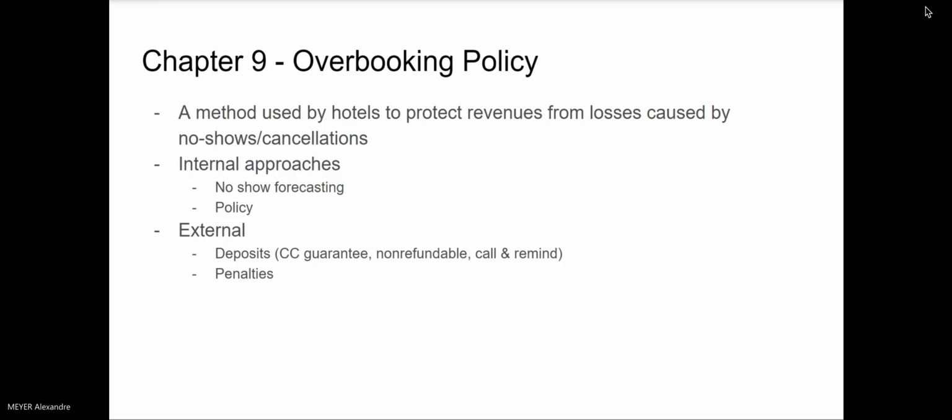External approaches, well, you can look at deposits, right? You make people come faster, because the whole point is you don't want people to not show up or to cancel. The whole point is every reservation you have, you want to keep. So how can you do that? Well, you can require a credit card guarantee. You can ask the guest to pay a non-refundable deposit. You can call the guest to remind them, or you can put a condition that there's a penalty for no-show to decrease the potential revenue lost by a no-show.